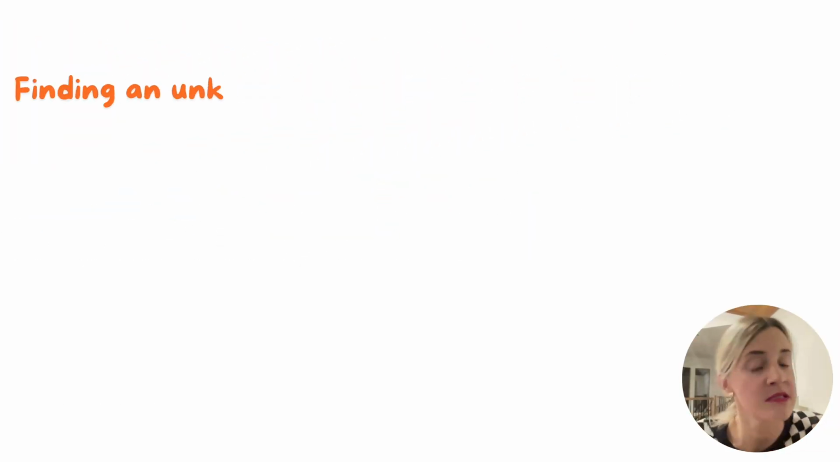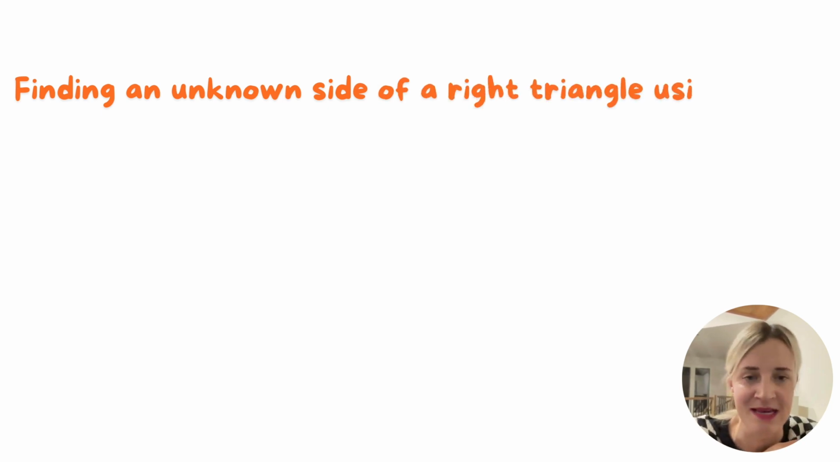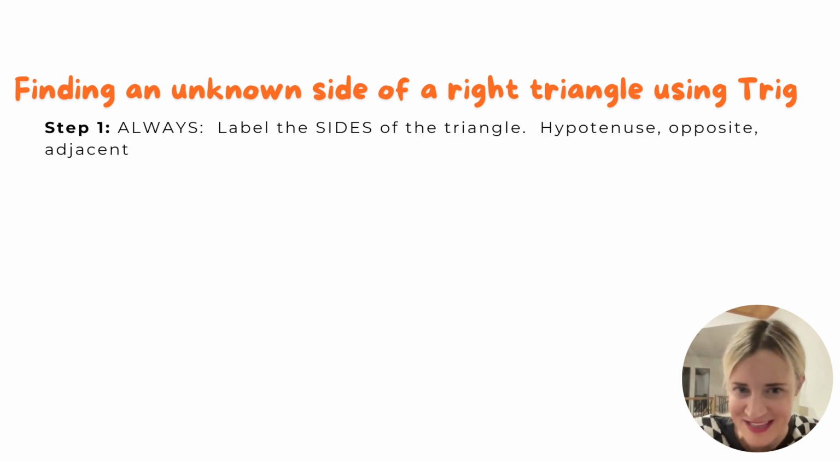All right, here are the steps we are going to use to find an unknown side of a right triangle using trig. And don't worry, we can pull these with us when we do some problems, and as we get to doing some problems, you'll see why we do each step and how it leads us to finding the solution to the problem. So step 1 is always, again, label the sides of the triangle. Hypotenuse first, then opposite, then adjacent. So you got to label those.